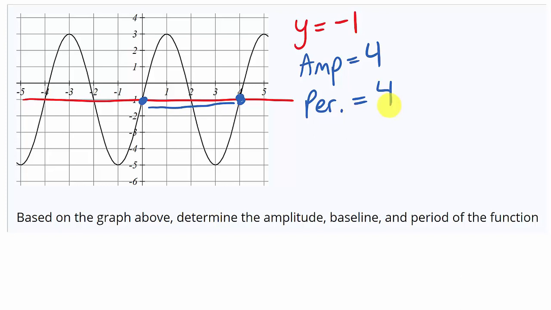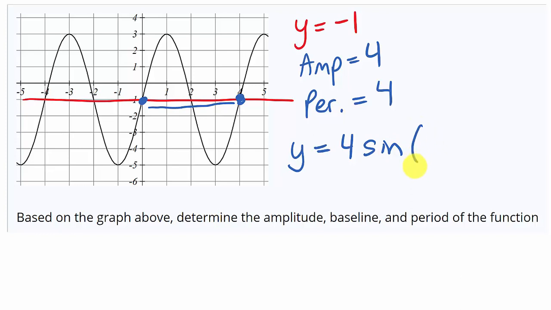And so if we want to write down this equation, if I could choose between a sine or a cosine function, I would choose a sine function because I can see that it's on the baseline at 0. So we're going to have y equal, we're going to put the amplitude, which is 4. We're going to use a sine function.